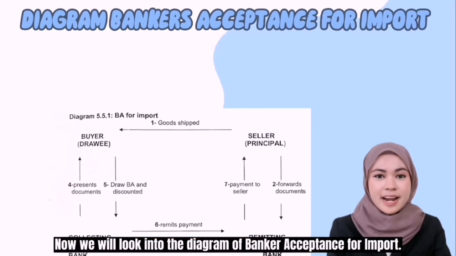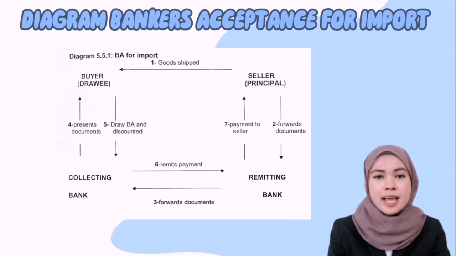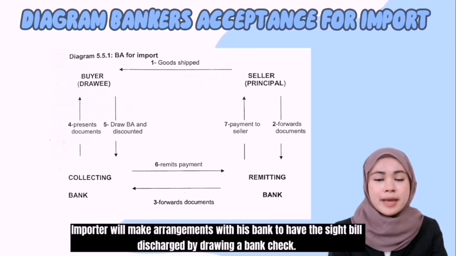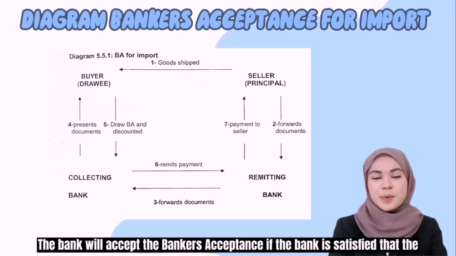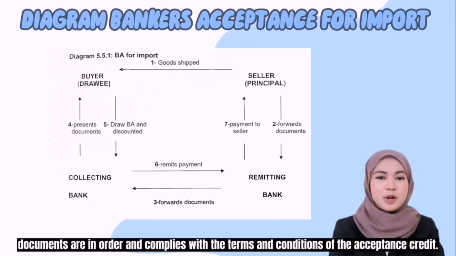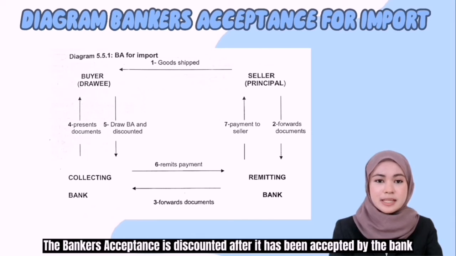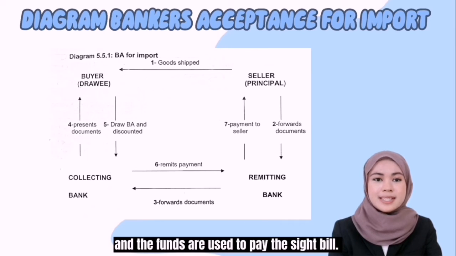Now we will look into the diagram of banker's acceptance for import. The foreign seller will provide a sight bill of exchange, which is import on cash. The importer will make arrangements with his bank to have the sight bill discharged by drawing a bank draft. The bank will accept the banker's acceptance if the bank is satisfied that the documents are in order and comply with the terms and conditions of the acceptance credit. The banker's acceptance is discounted after it has been accepted by the bank and the funds are used to pay the sight bill.